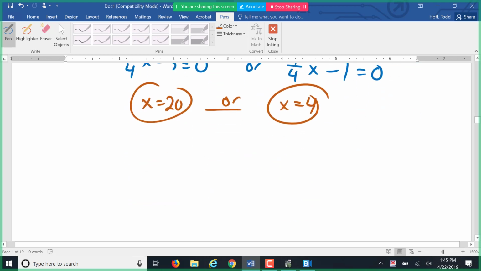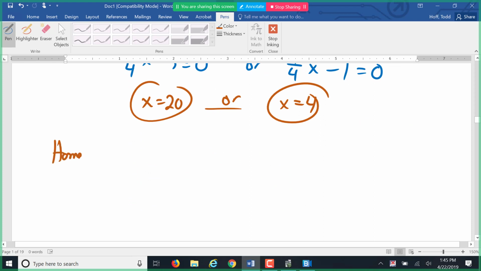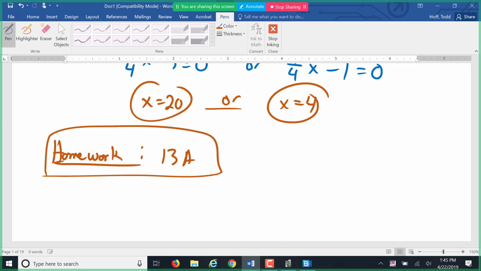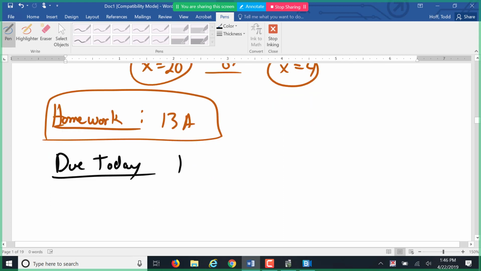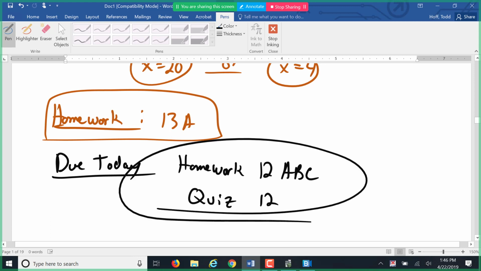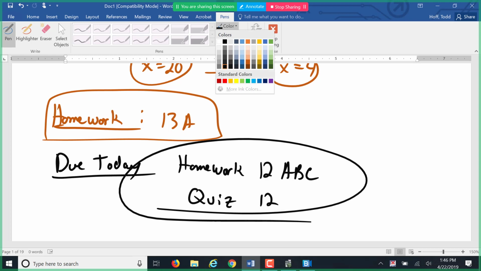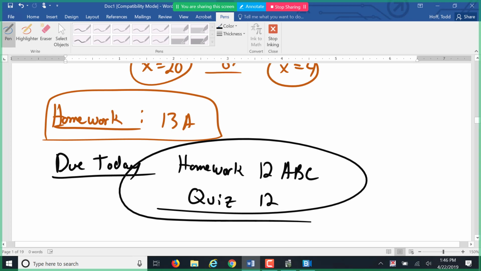And I am at our time here. So the homework assignment that covers what we did today is homework 13A. Remember that due today is the homework 12 A, B, and C, and quiz 12. We will go over solving more of these radical equations tomorrow, and then we'll pick up from there.